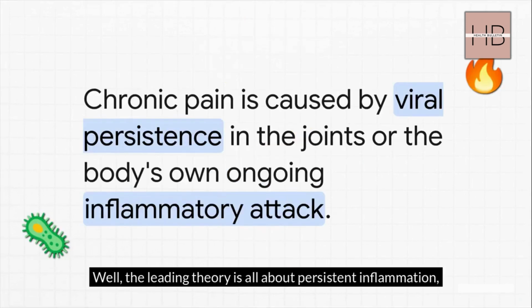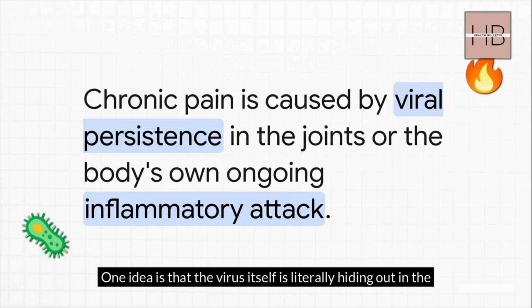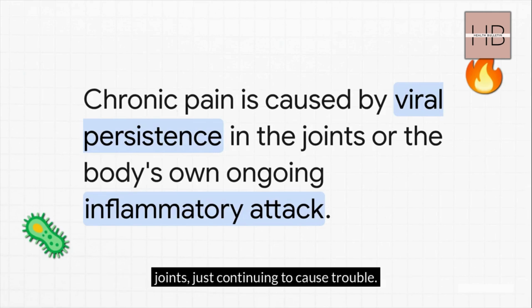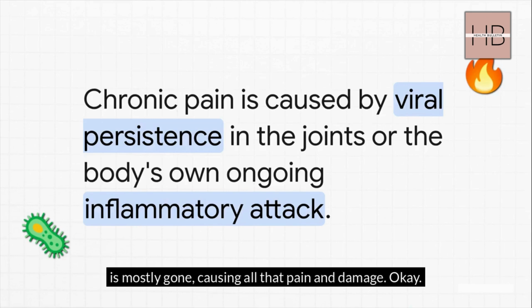Well, the leading theory is all about persistent inflammation. And researchers are looking at two main possibilities. One idea is that the virus itself is literally hiding out in the joints, just continuing to cause trouble. The other idea is that the body's own immune system basically gets stuck in attack mode. It keeps sending out inflammatory signals, even after the virus is mostly gone, causing all that pain and damage.